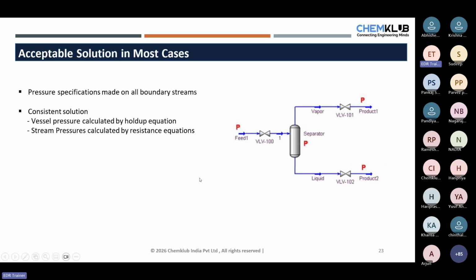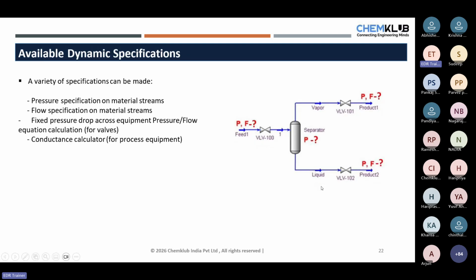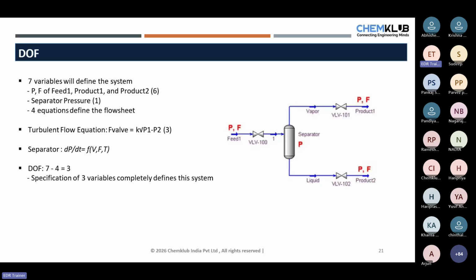The acceptable solution is, most of the time, we normally go with the pressure specification, and the consistent solution is vessel pressure calculated by the hold up equation, stream pressure calculated by the resistance equation. So that is an acceptable solution for most of the cases. That has to be kept in mind. I hope this is clear, or I will just repeat it so that you will have the same understanding, because this is a very important concept.